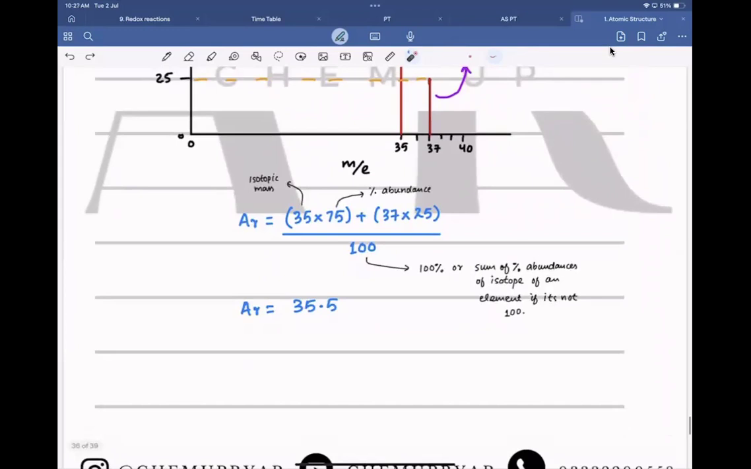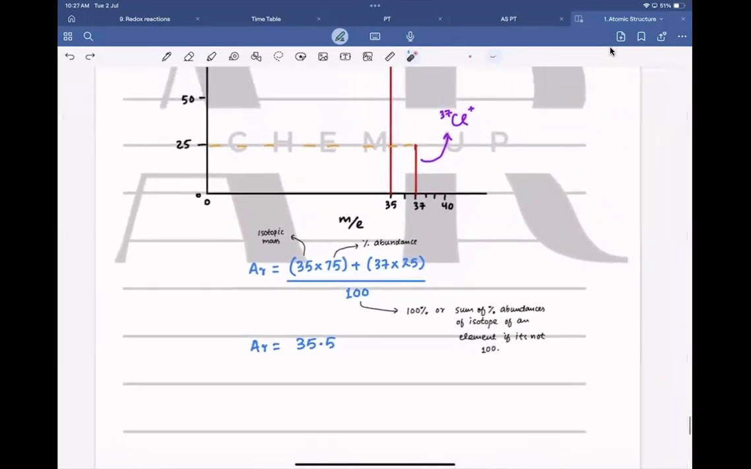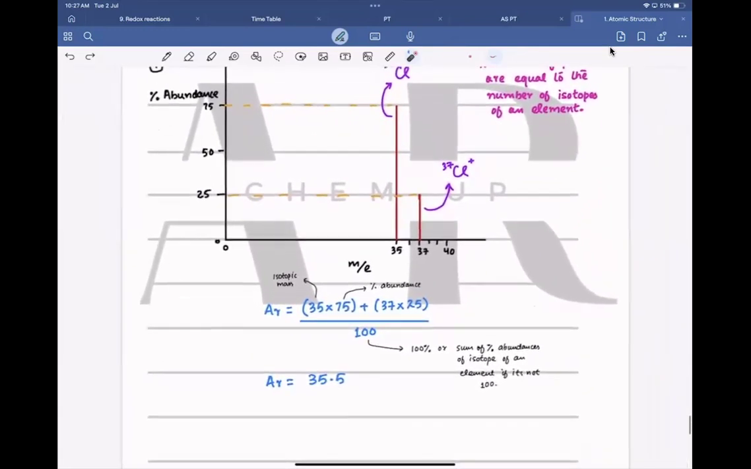Now, this is how we calculate the relative atomic mass, Ar, of an element. I hope you remember this formula. Yes, sir. Okay. Till here, if you have any confusion. No. Okay.